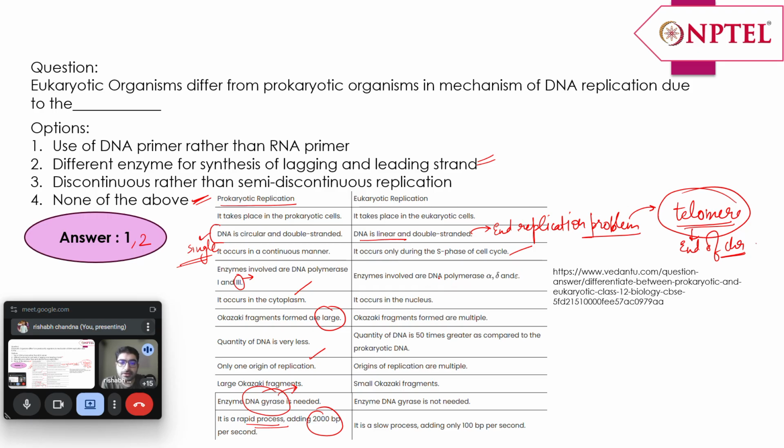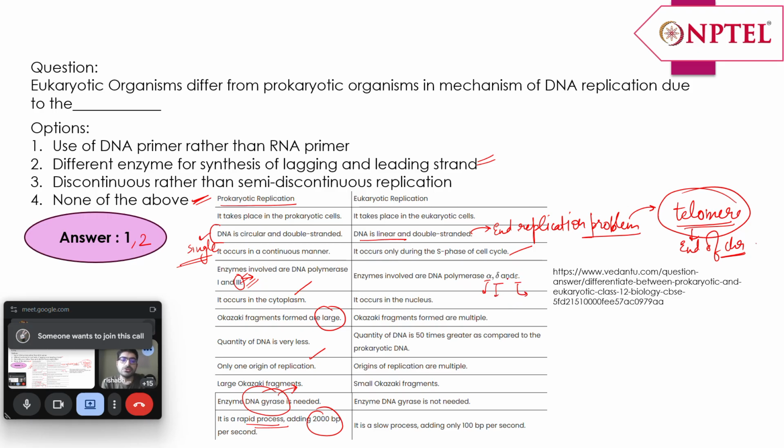Then the major DNA polymerases involved are alpha, delta, and epsilon. In prokaryotes only polymerase 3 is involved in replication, which means both the strands are replicated by this particular polymerase 3. But in case of eukaryotes, polymerase alpha produces the primers. Then delta and epsilon take care of the leading and the lagging strand.